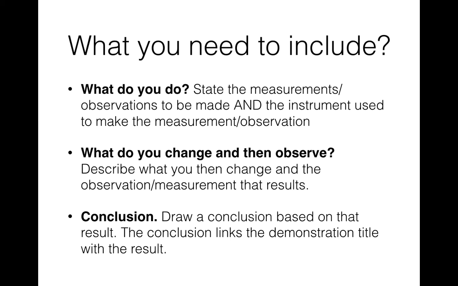So if you're doing the experiment on total internal reflection, you might have a semicircular glass block, and you would say, I will shine the ray box, the light from the ray box, through the semicircular glass block as shown in the diagram, and then I'm going to adjust the angle with which the light strikes the inner flat surface of the semicircular glass block.